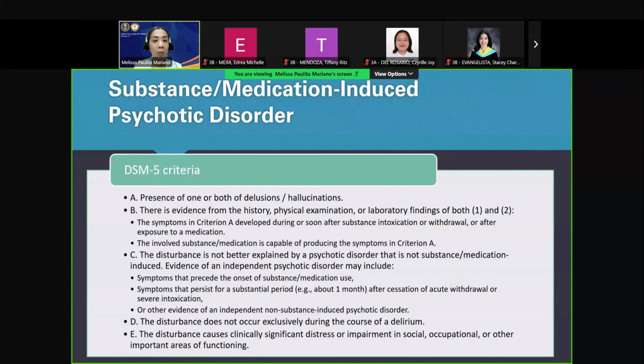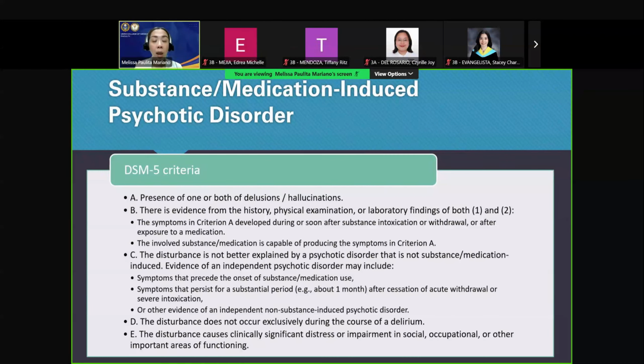Finally, we have substance or medication-induced psychotic disorder. I think it's important that we acknowledge this because it is something that we always have to rule out whenever considering schizophrenia, that it might be secondary to a substance or a medication. These are the DSM criteria. There should be either delusions or hallucinations. There should be evidence that these symptoms develop during or soon after substance intoxication or withdrawal or after an exposure to a medication. Even medications can cause psychosis in vulnerable people.